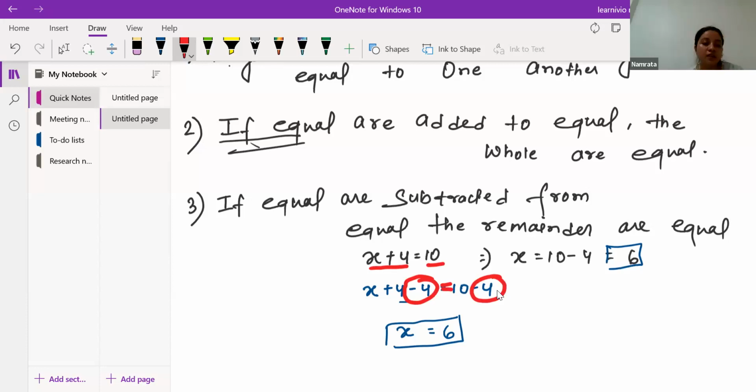The question from your exercise: if it is known that a plus b is equal to 10, then a plus b minus c is equal to 10 minus c. Write Euclid's axiom that best illustrates this statement.